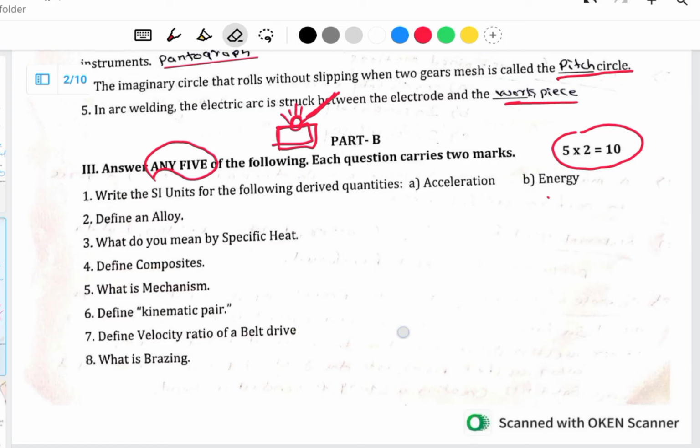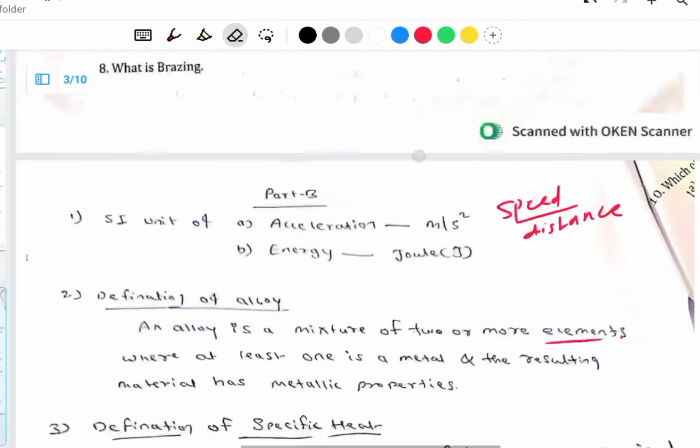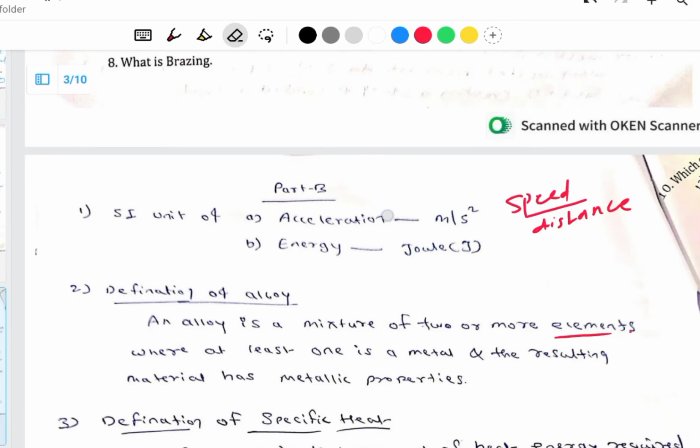See here, for acceleration and energy, so let us see. First one, the SI unit of acceleration and energy. Acceleration will be meter per second square and energy is measured in the joule. So if you write this much, you will get 2 marks. 1 mark for each. So 1 mark for this one and 1 mark for this one.